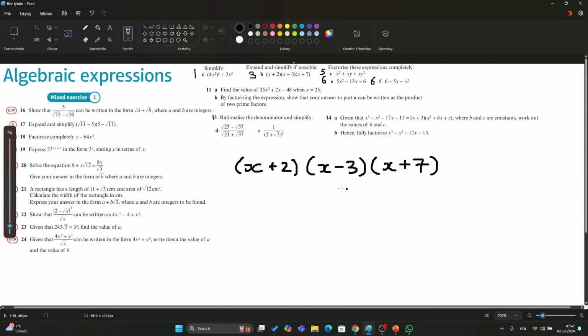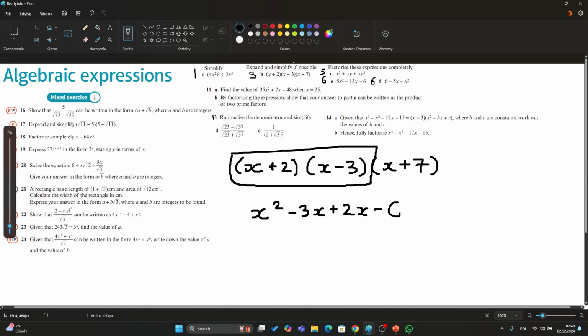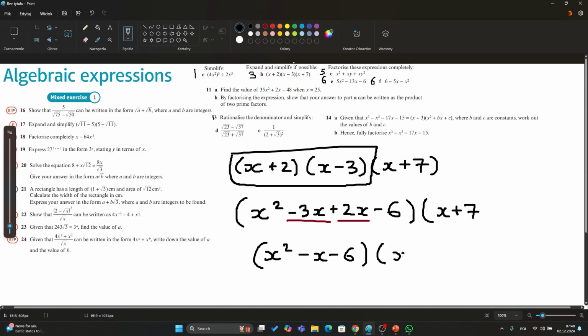Now expanding the following brackets. So as we said before, it doesn't matter which way we do it. If we do those ones first or do those ones first, it doesn't matter. We will get the same answer. So if we multiply out these two first, we get x squared minus 3x plus 2x minus 6, multiplied by x plus 7. Now we collect the like terms, minus 3x and 2x, to get x squared minus x minus 6 times x plus 7.